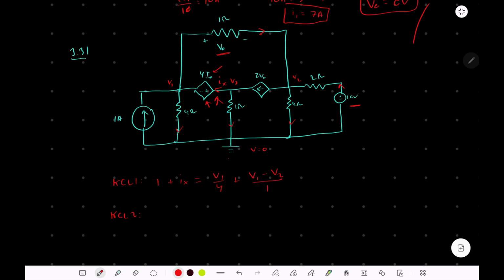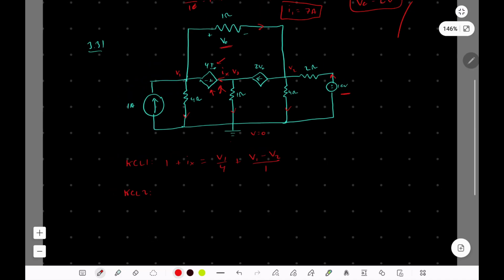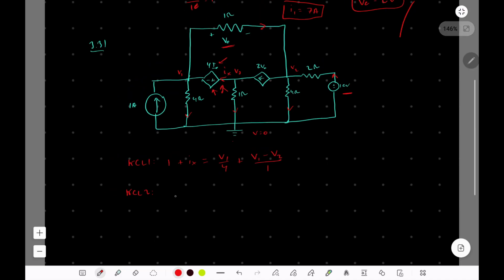KCL2, we got V1 minus V2 over 1 plus 10 minus V2 over 2 is equal to 2VO, so this one here, plus V2 over 4.